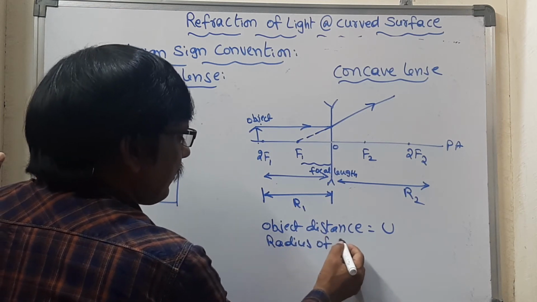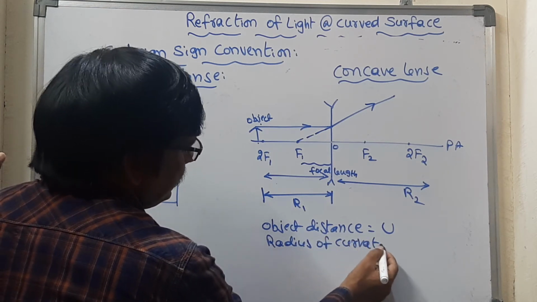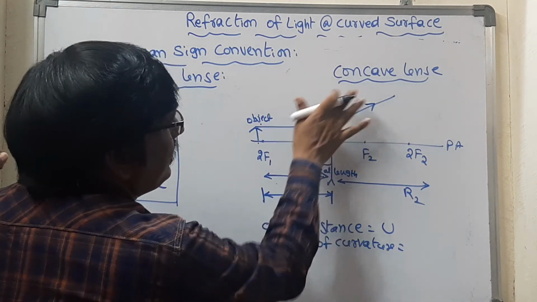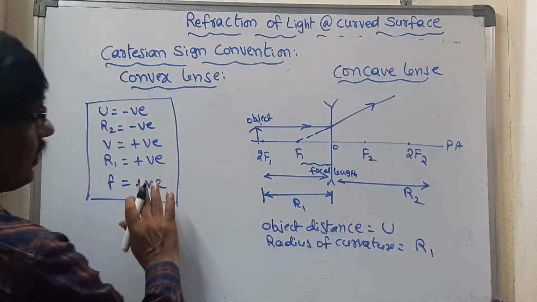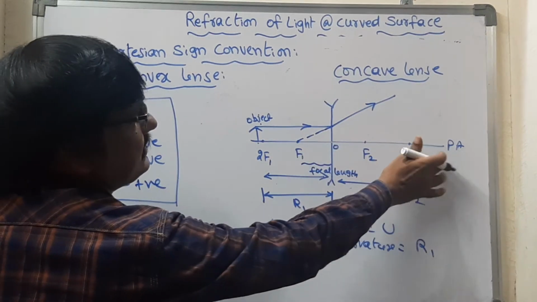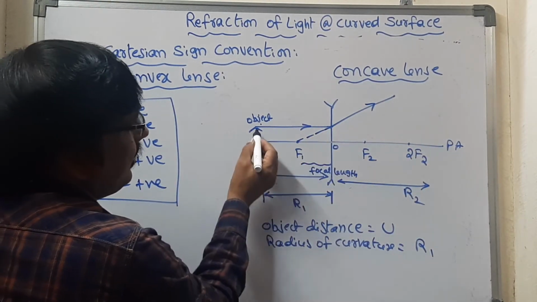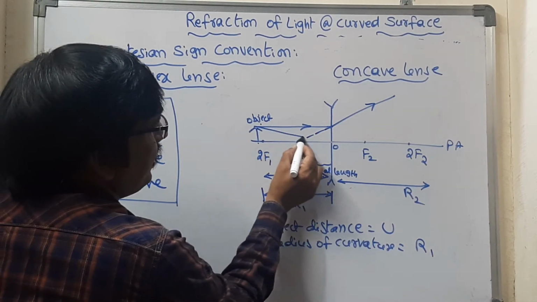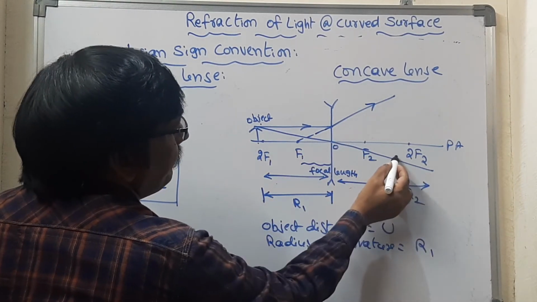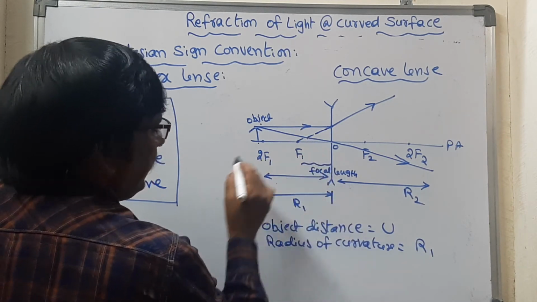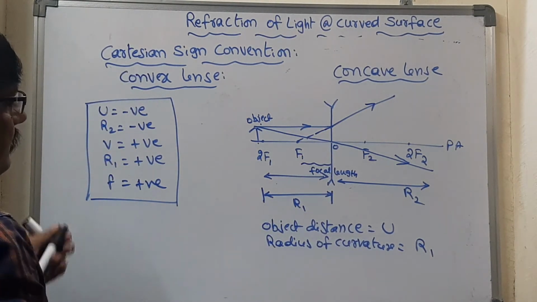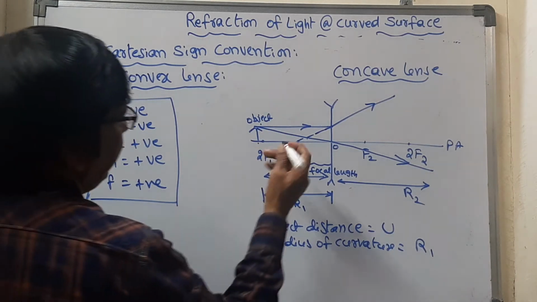What is the radius of curvature? For a concave lens, the left side is R1. And what is the next one? This side is the image distance. Now let us take one more ray, which passes through the optic center. If you observe, these two are intersecting here, isn't it? These two are intersecting here.